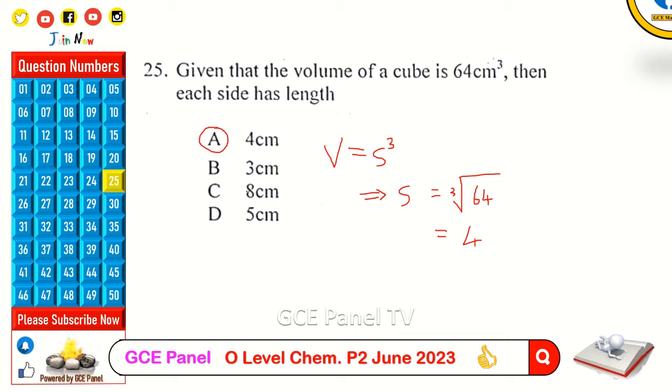If you take 3, you will not go. Take 8, you will not go. Take 5, you will not go. Question 26.